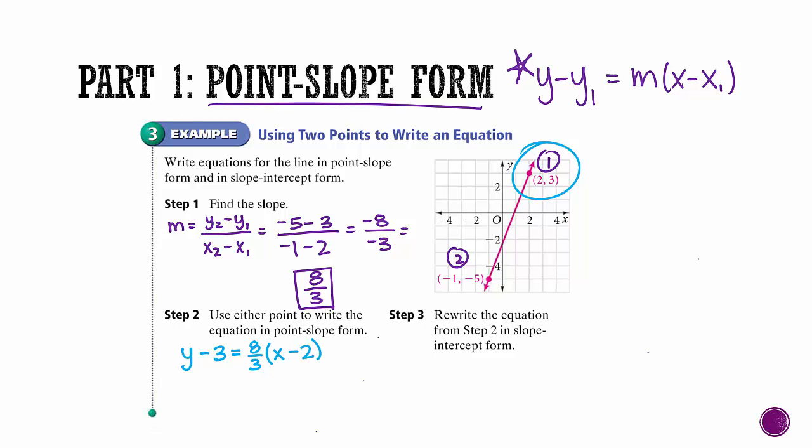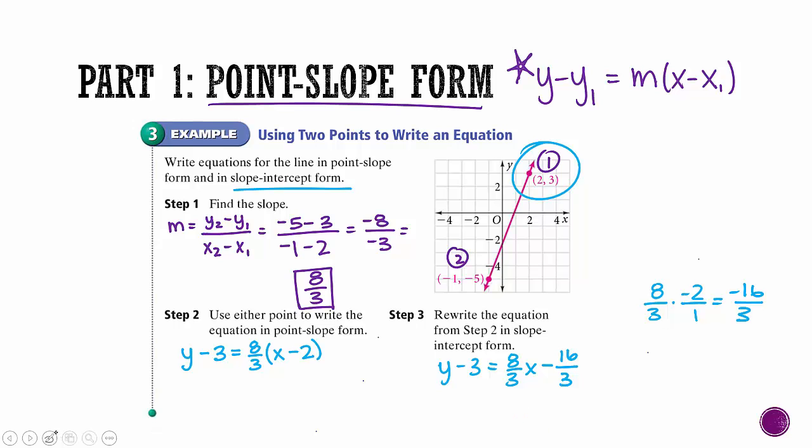This is in point-slope form. We can leave it like this, but it told us to write it in slope-intercept form. So all we have to do is what we've been doing the last couple problems. First thing we should do is distribute. So y minus 3 equals 8/3 x. And remember, if you do 8/3 times a negative 2, you multiply what's on the top and on the bottom and simplify if you can. And in this case we can't, so we're just going to leave it.